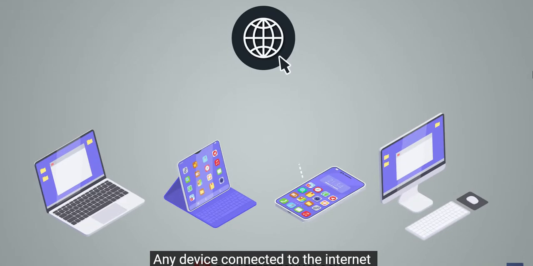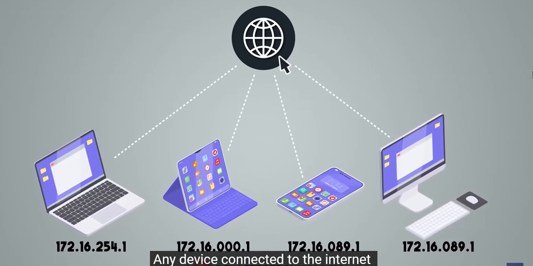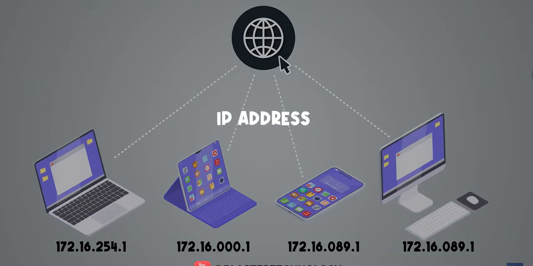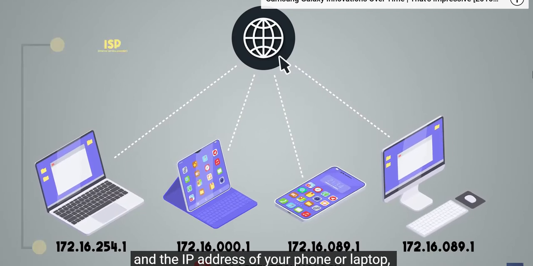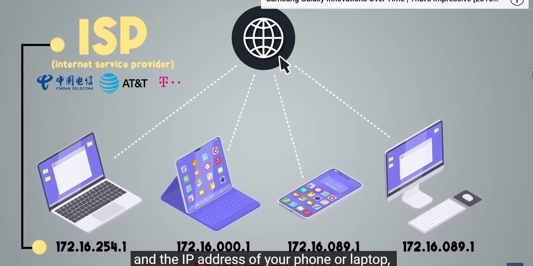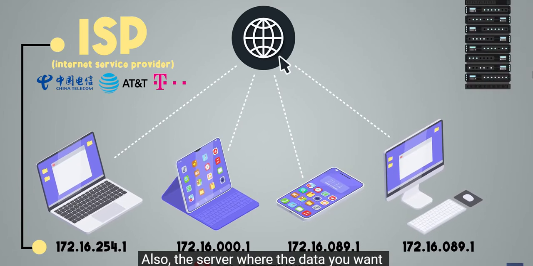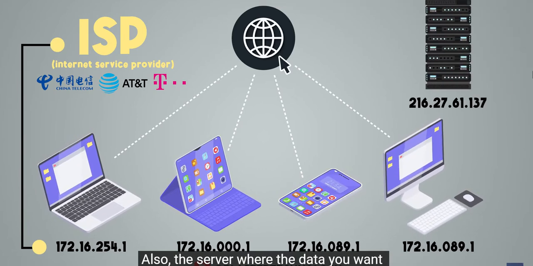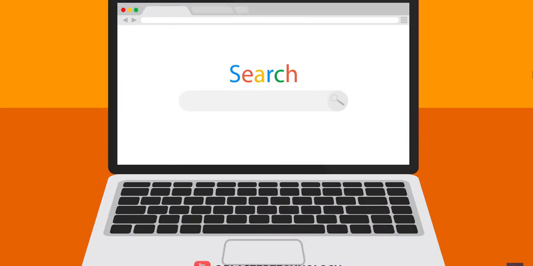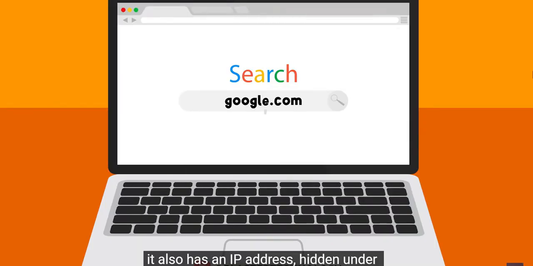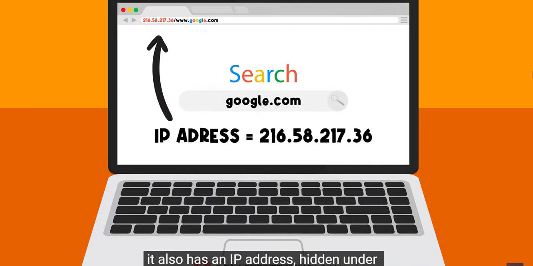Any device connected to the internet is identified by a unique group of numbers called the IP address. And the IP address of your phone or laptop, for example, is given by your internet service provider. Also, the server where the data you want to access is stored also has an IP address. So, through the IP, the information has a sender and a recipient. Moreover, if you want to access google.com, for example, it also has an IP address hidden under a domain name to be easier to use.